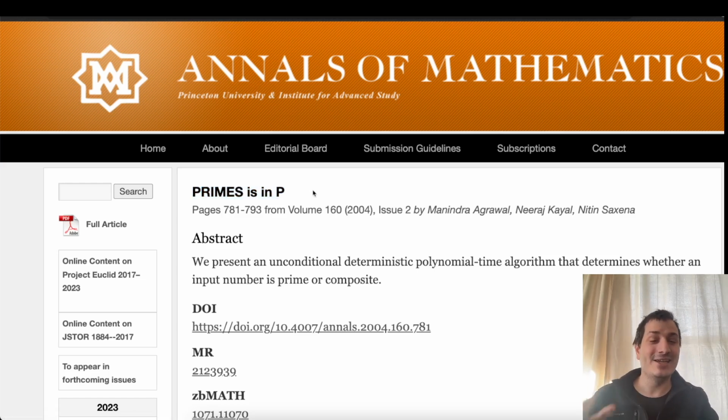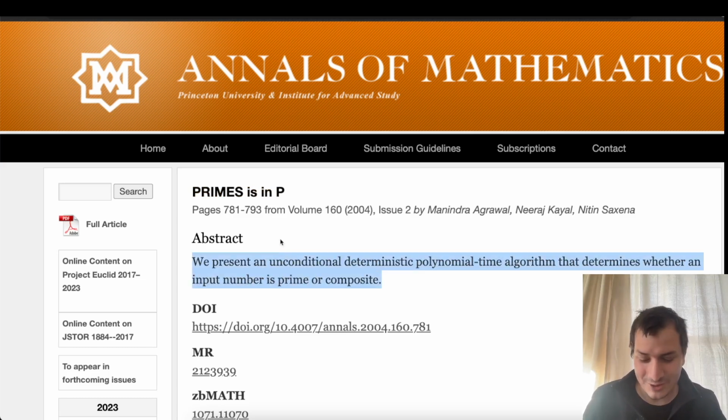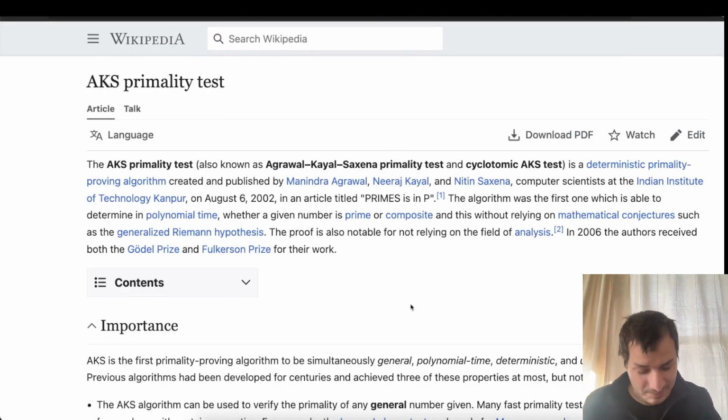And it's just saying, checking whether or not a number is prime, here is an algorithm to do it, which is polynomial in the log of the number. You can tell a paper is good when they have a really short abstract like this. We present an unconditional, deterministic polynomial time algorithm to determine whether a number is prime or composite, a one-sentence abstract. And it all starts with this simple Pascal triangle thing.